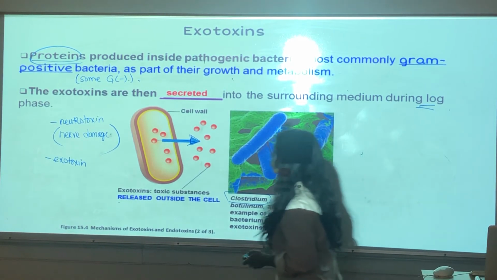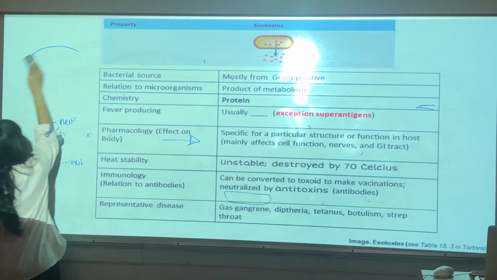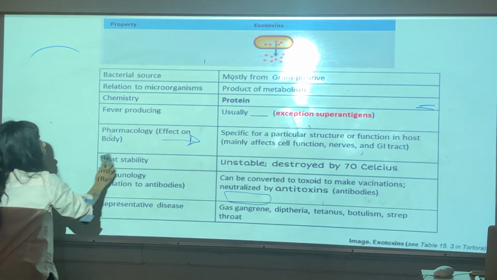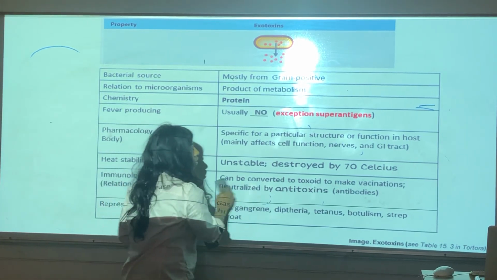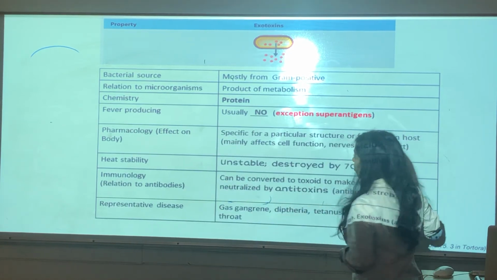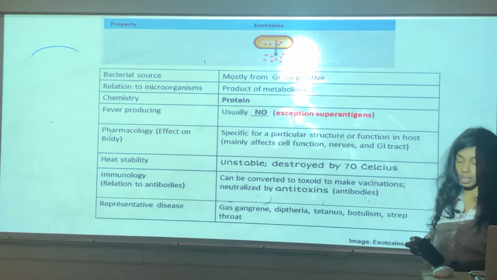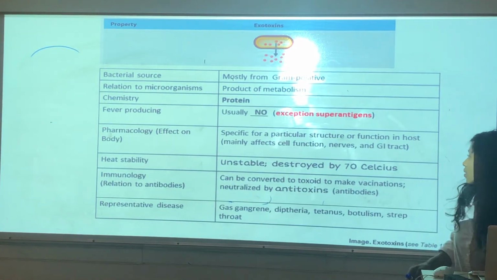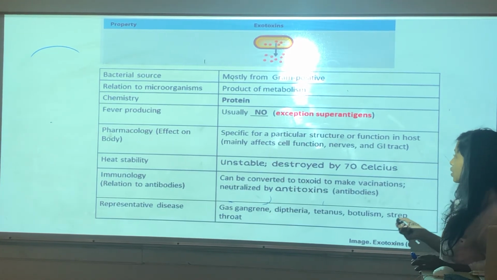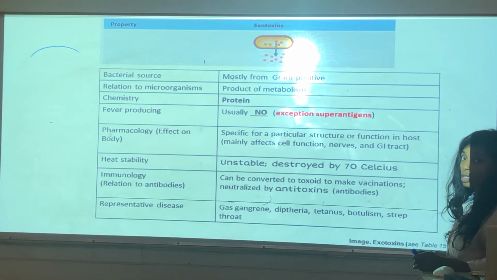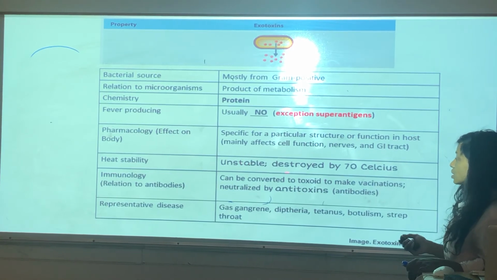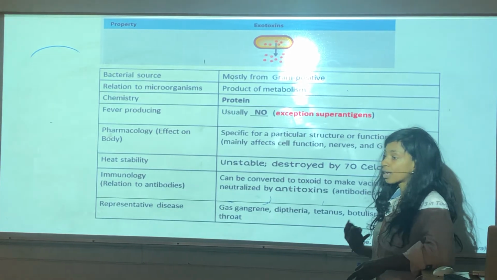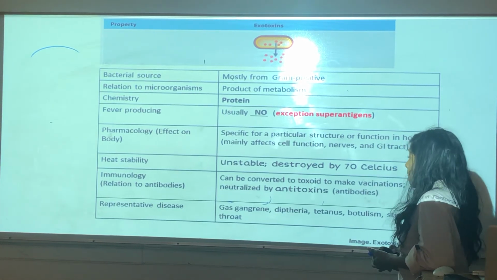So to look at some other characteristics of exotoxins, these toxins usually do not produce fever, with the exception of the superantigen. That's the exception we'll see. These organisms are usually specific for a particular structure or function in the host, so the toxin has a specific effect. They are usually unstable with heat, so they're easy to destroy. As the temperature in different areas of the body increases, they're not so stable.